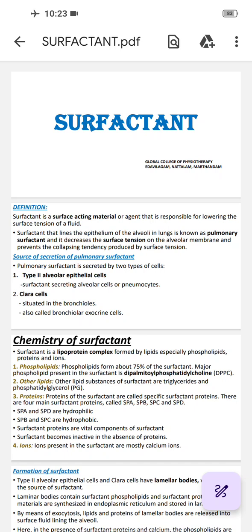Source of secretion of the pulmonary surfactant. So the pulmonary surfactant is secreted by two types of cells. One is type 2 alveolar epithelial cells and the second one is Clara cells. Surfactant secreting alveolar cells are the pneumocytes, and the Clara cells are situated in the bronchioles. It is also called bronchiolar exocrine cells.